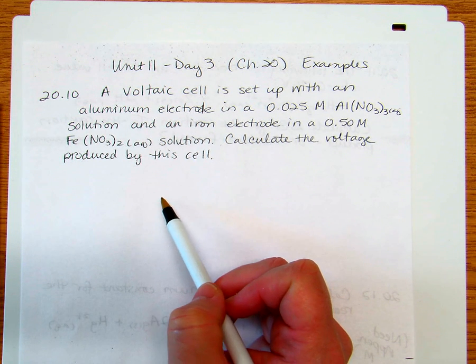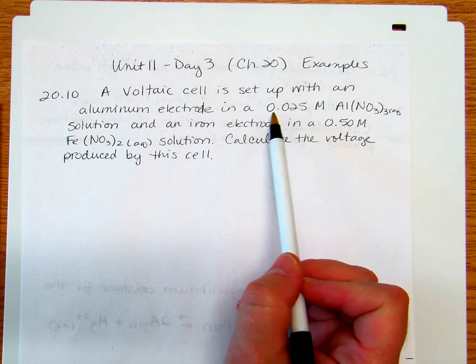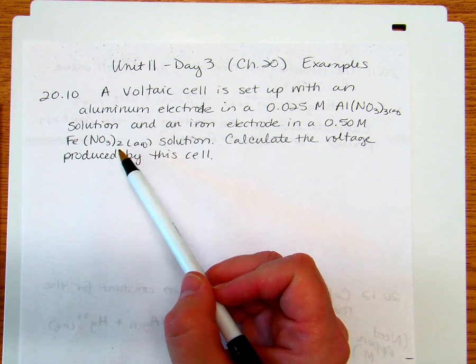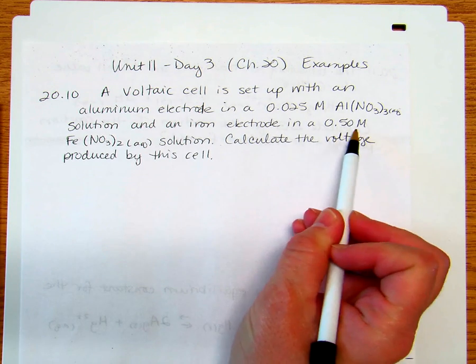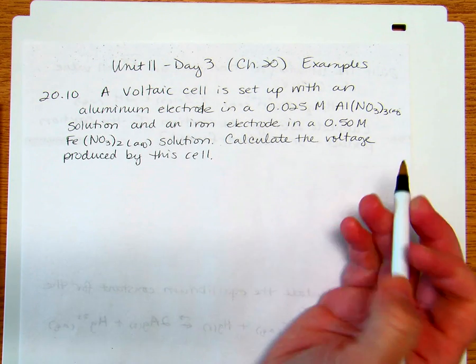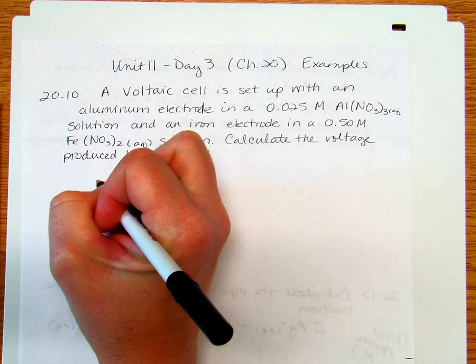solve this. A voltaic cell is set up with an aluminum electrode in a 0.025 molar aluminum nitrate solution, and then an iron electrode in a 0.5 molar iron nitrate solution. Calculate the voltage produced by this cell. First of all, we'll draw the cell diagram.